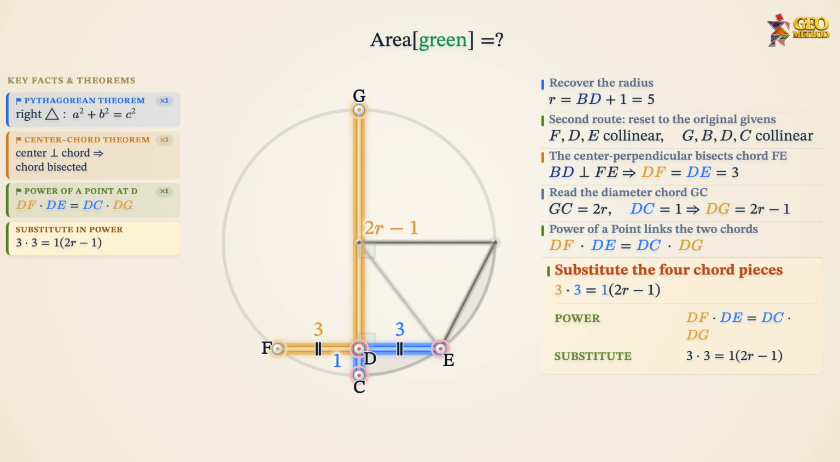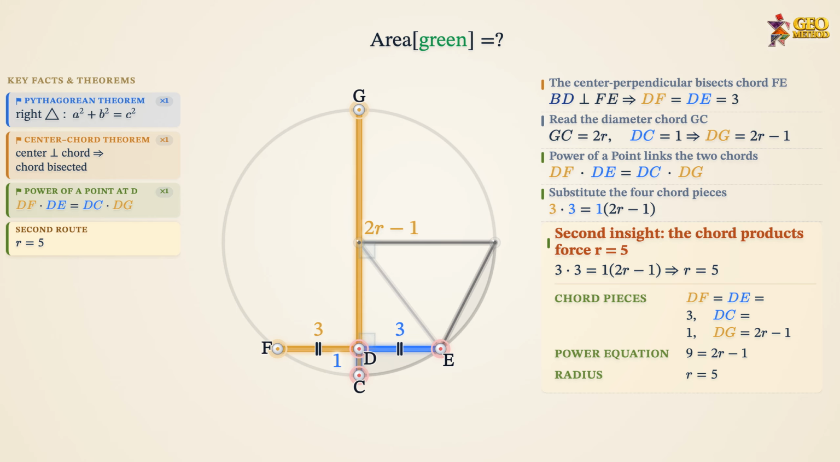Now substitute the labels attached to the four pieces. Segment DF is 3, segment DE is 3, segment DC is 1, and segment DG is 2r minus 1. The entire geometry collapses to 3 times 3 equals 1 times the quantity 2r minus 1. Here is the second aha. 9 equals 2r minus 1, so 2r equals 10 and r equals 5.